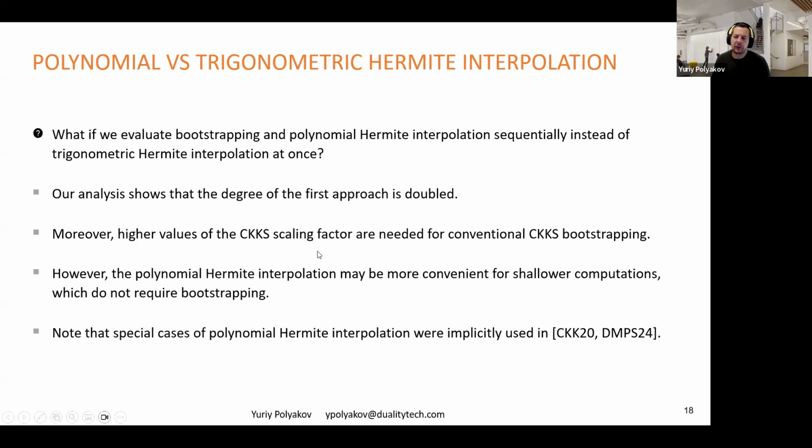And something to note also is that, implicitly, specifically polynomial Hermite interpolation was used in prior works, for example, the Bleach work and in earlier work in 20 work. So in our opinion, it's important to look at everything we do with CKKS in terms of approximation theory and in terms of this tool, trigonometric Hermite interpolation, and design this tool, fine-tune this tool in a way that allows us to achieve the goals.